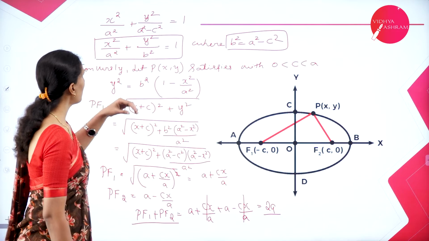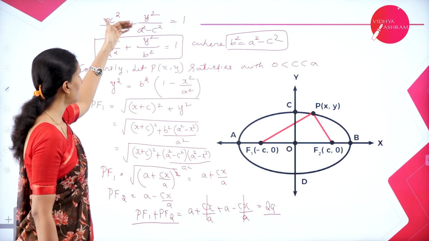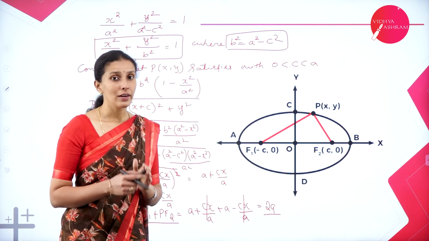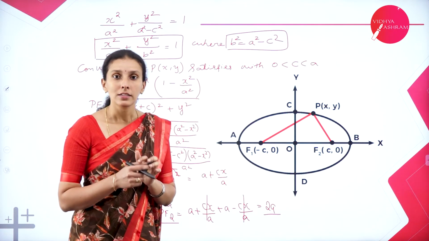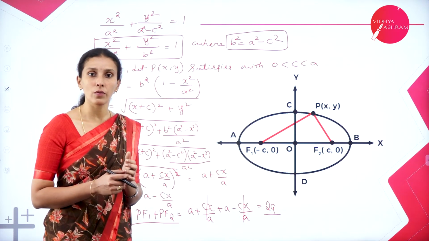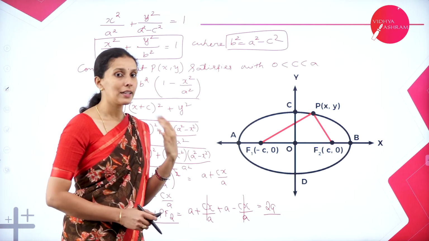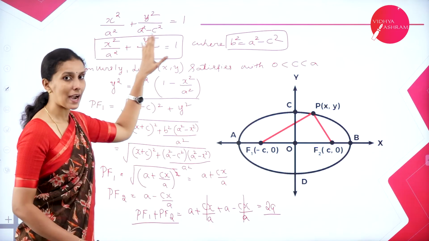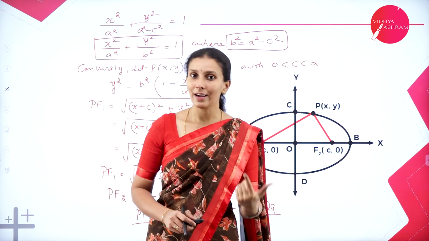Again simplifying, we can reduce the equation to x square by a square plus y square divided by a square minus c square. We have learned the relation between the semi-major axis, semi-minor axis, and the center to the foci, that is c square is equal to a square minus b square. But we have got here a square minus c square, that can be replaced with b square. So replace it back, and we get the standard form of the equation. So by assuming the condition, we got the standard equation.